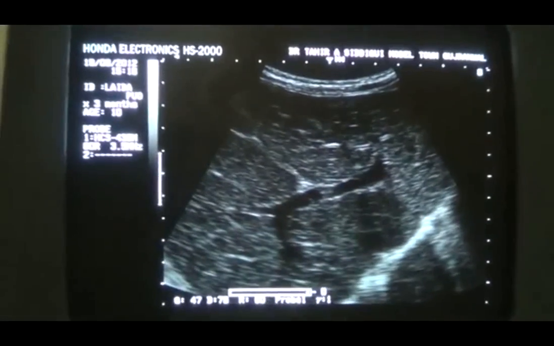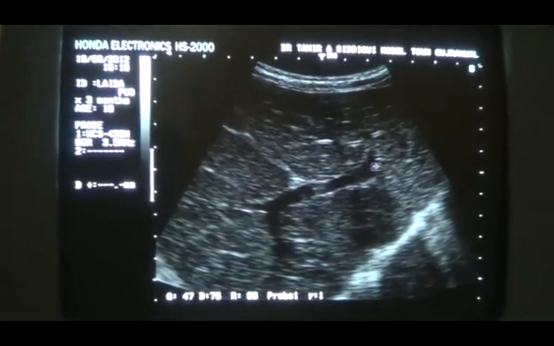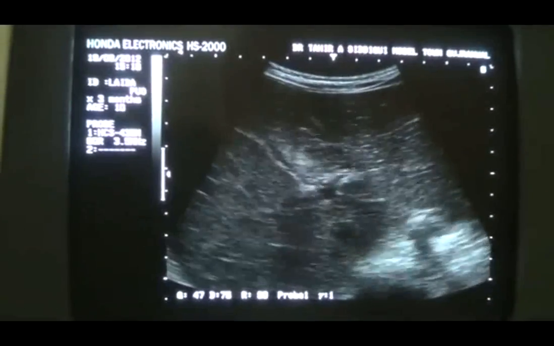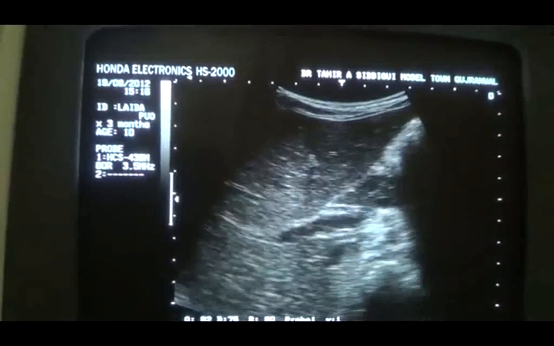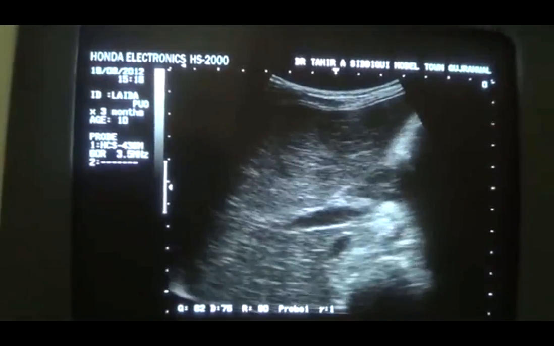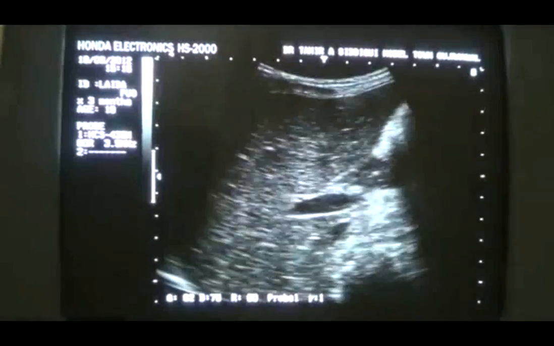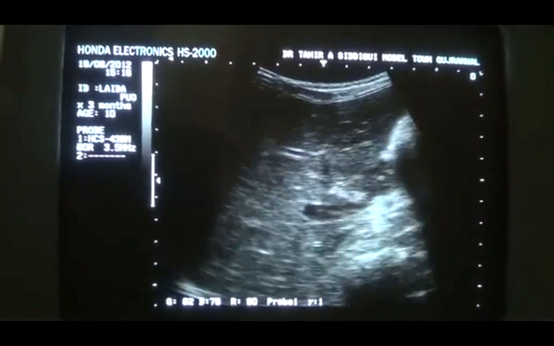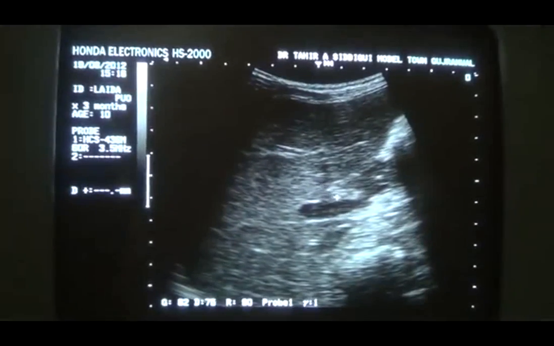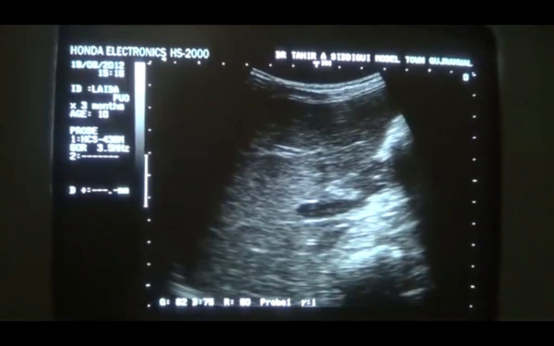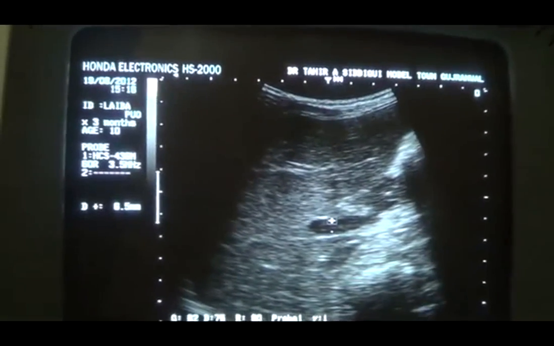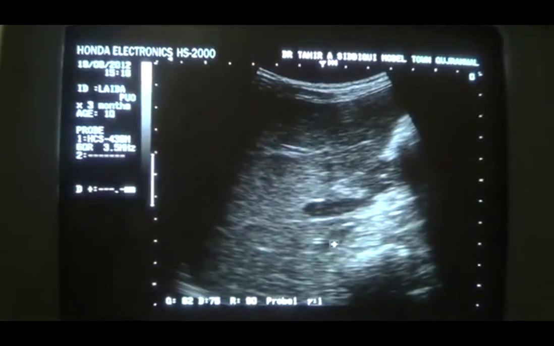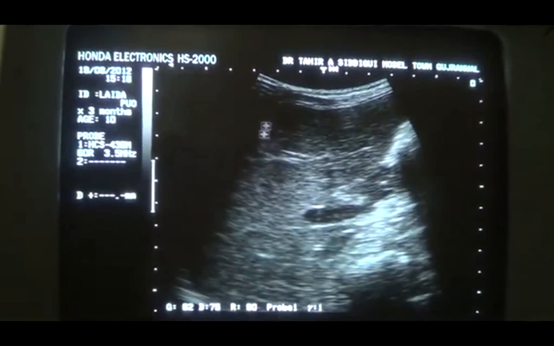Here I am seeing both the right portal vein and left portal vein together. This is the main portal vein at the region of the porta hepatis. I'm magnifying a bit. Now, this is the portal vein. It's of normal caliber, 6.5. This is the IVC. This is the liver.